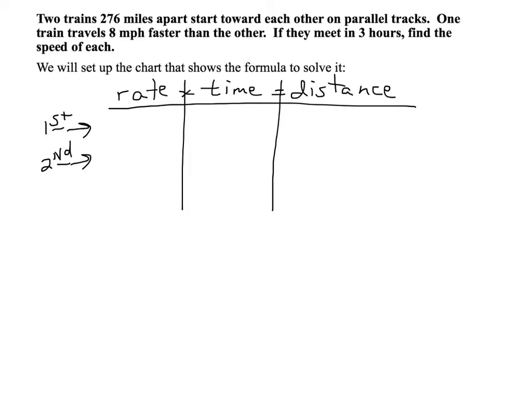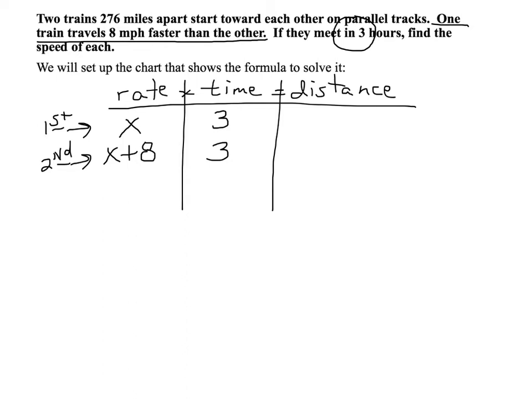It says in the problem that one train travels 8 miles per hour faster than the other. It doesn't really matter which one I want to have travel faster. I'm going to say that the first train is traveling at a rate of x miles per hour. I don't know what it is. And if the second train is traveling 8 miles per hour faster, it must be going at a rate of x plus 8. It says that they were starting towards each other and they meet in 3 hours. That must mean that their time is exactly the same. So their time is 3 for both of those rows.